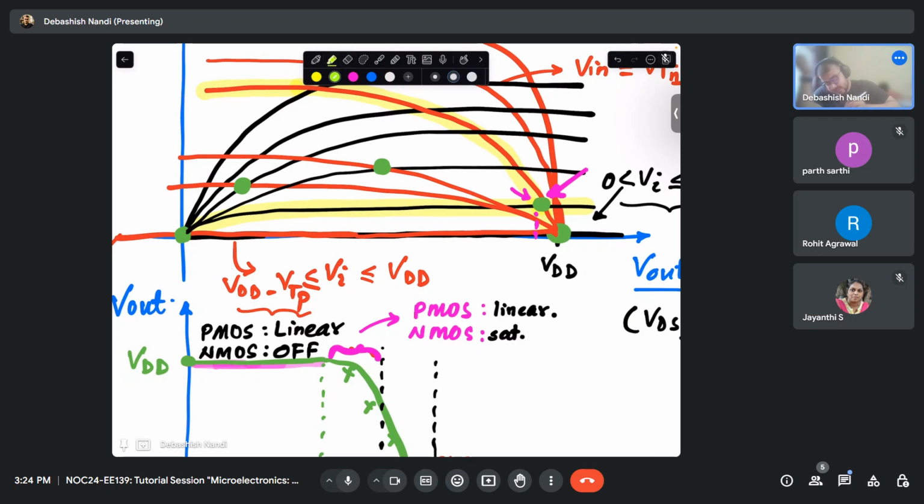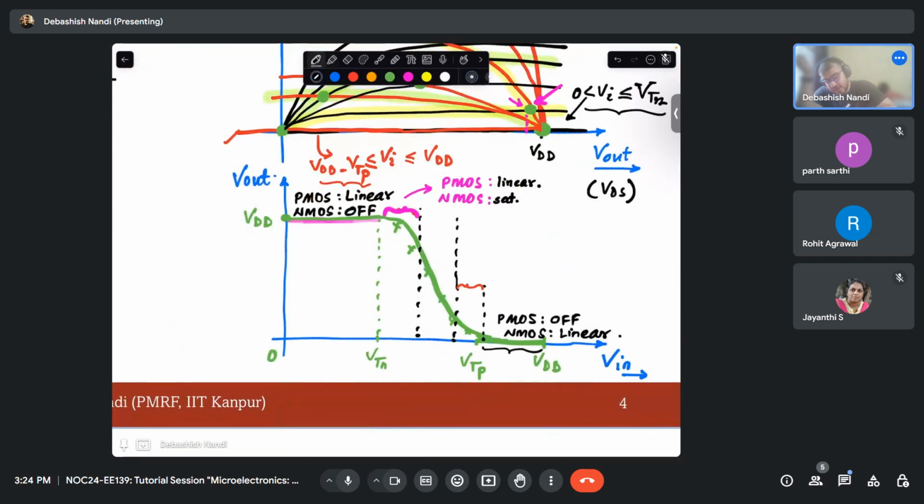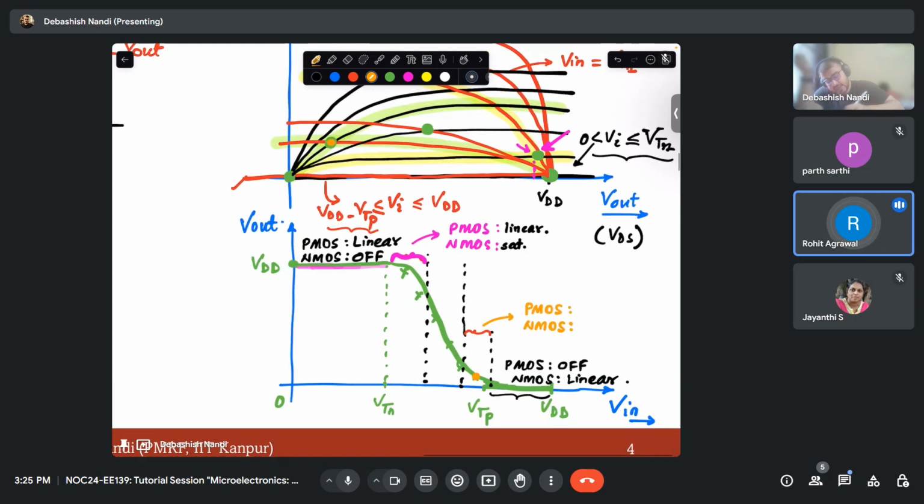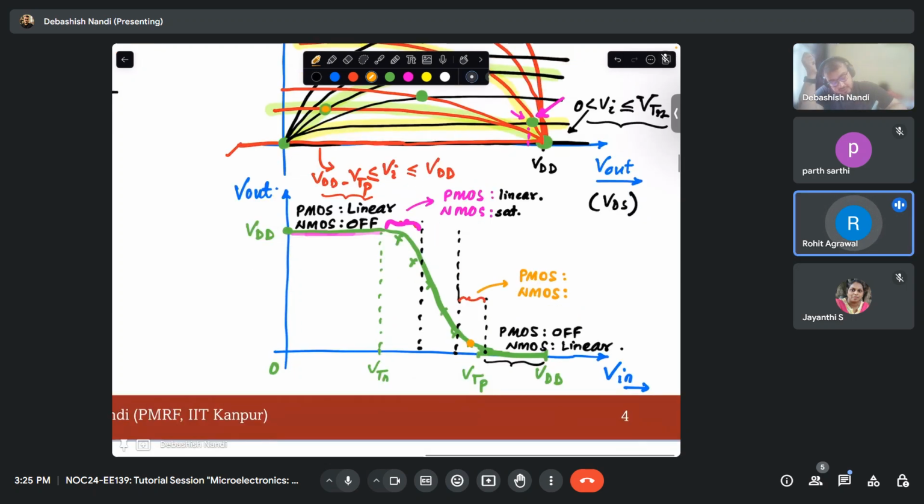Now similarly, if you look at this green highlighted curve and this red highlighted curve, this is the point near to your zero, right? So that means this point will lie somewhere around here, let's say this point. So what is the status of PMOS and NMOS then? Sir, here NMOS is in saturation. Look very carefully, sir. PMOS is in saturation and NMOS is in linear, right?